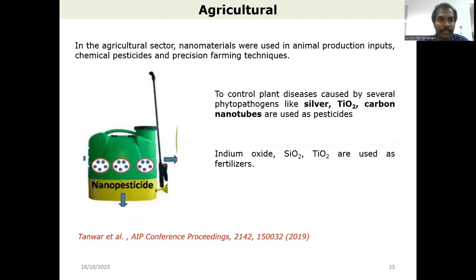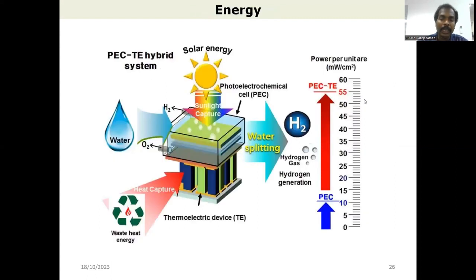The application of nanomaterials in the agriculture sector is fast growing. Particularly, nanomaterials are employed as pesticides. Pesticides are materials which kill the unwanted weeds or microbes or phytopathogens. So silver, TiO2, and carbon nanotubes are nowadays used as nanopesticides. And the application of nanochemistry in the energy sector is huge.